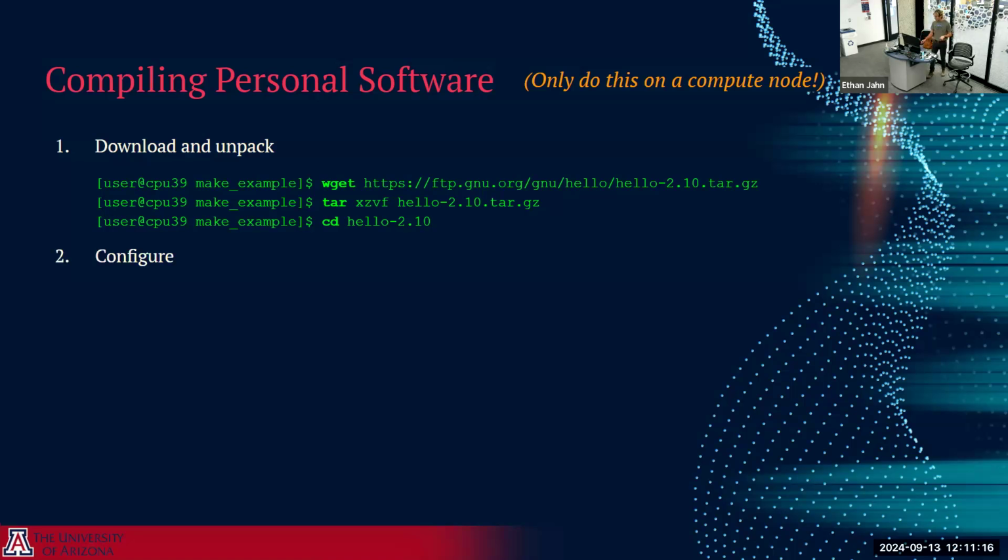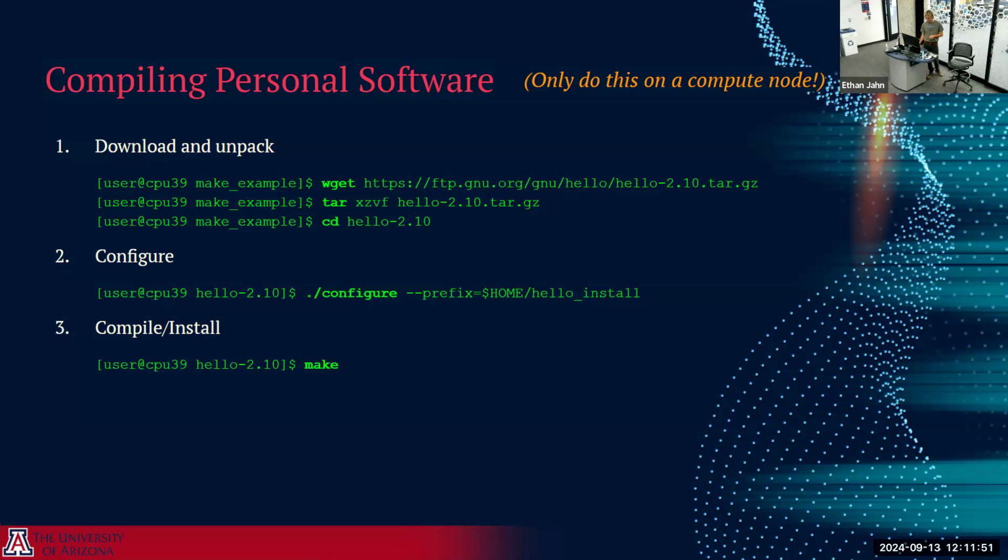Next, I would configure the software. In this step, I'm configuring it to be installed in my home directory. You see there, it says $HOME. That's an environment variable that refers to my home directory. If I did not do this, the default might be to try to install it in the system directory, and you would get an error because you don't have permissions to access those system directories. So this configuration step is important to point it to the folder that you own in order to install it there. And then the third step would be to compile or install it.